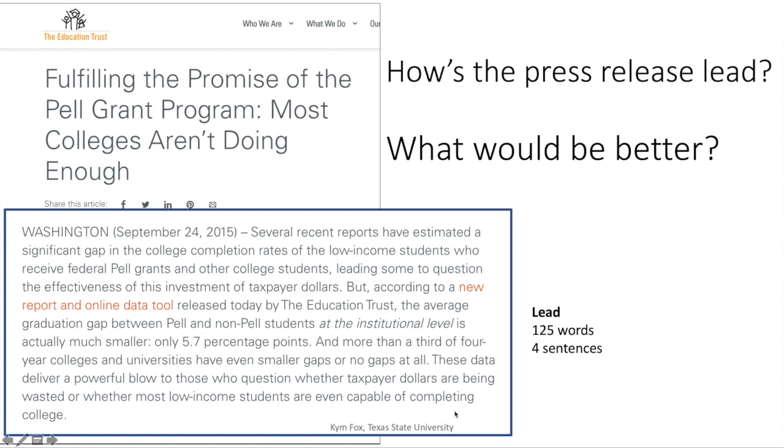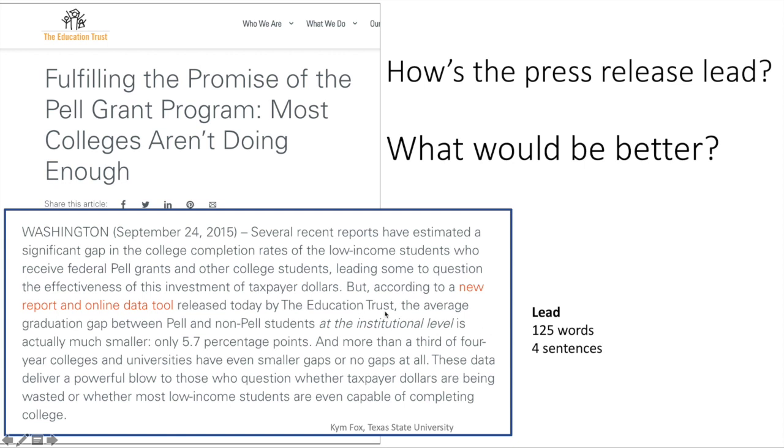So that is just on its face. What bothers you about that? It is so long. This is a really long lead, right? 125 words, 4 sentences. We have taught you better than that. So I think that this is way too long. You know, press releases come in all forms. I mean, you see stories in all forms.